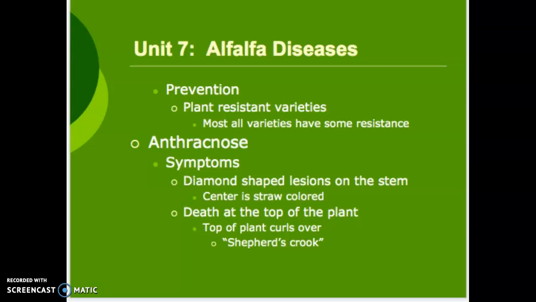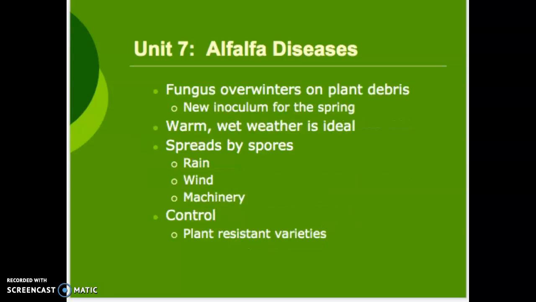Next disease that we'll cover is anthracnose. This one is signified by diamond-shaped lesions on the stem, and the center of that diamond is kind of straw or yellow colored. And so you'll find the death of this plant starts at the top, and the plant kind of just tips its head over and has what we call a shepherd's crook. And it's a fairly easy one to scout for if you happen to find it out there, because that is not a common response by the alfalfa plant. So this one will tell you right away that it does have a problem.